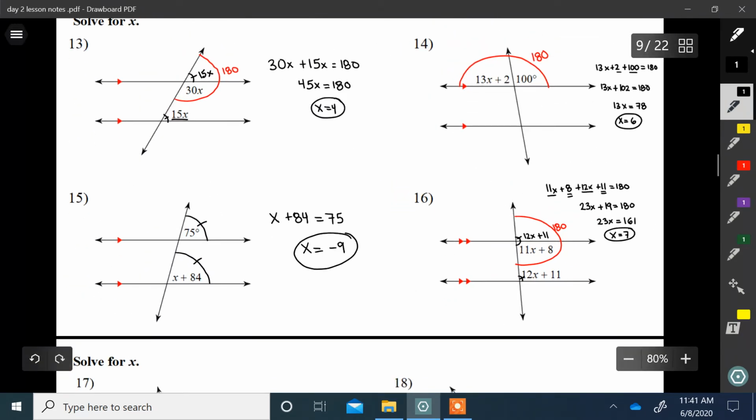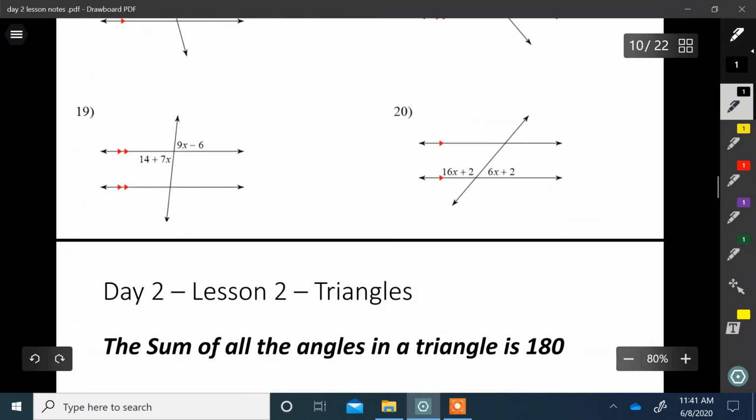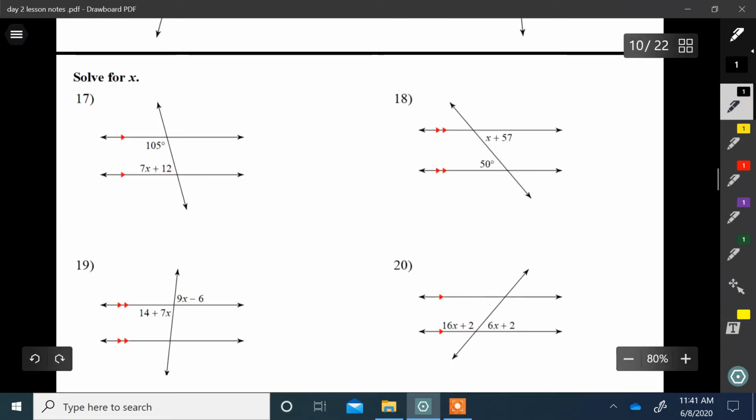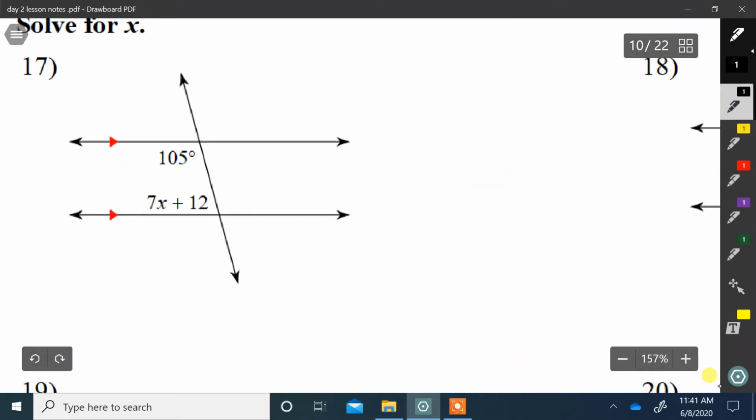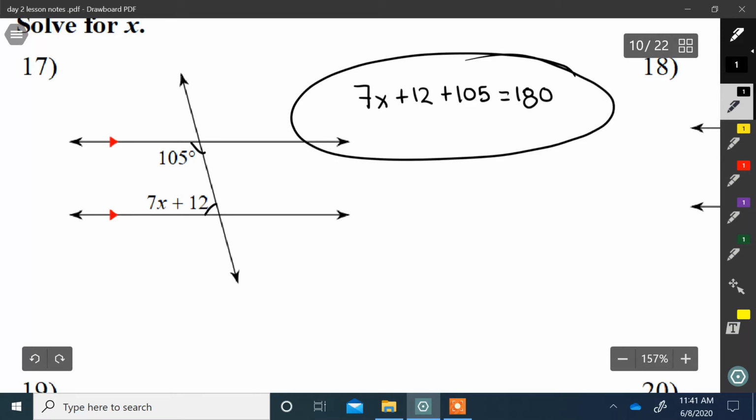Maybe we can do a couple more problems and see, or I'm just going to, for 17, 18, 19, and 20, set them up for you so you can see a little bit better. All right, so this one's here, those better add up to 180. So I set it up like this: 7x plus 12 plus 105 is equal to 180. I'm going to have you solve that.